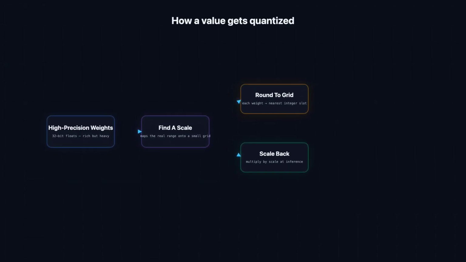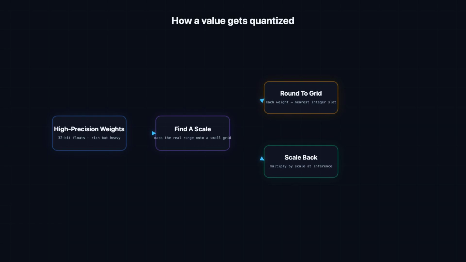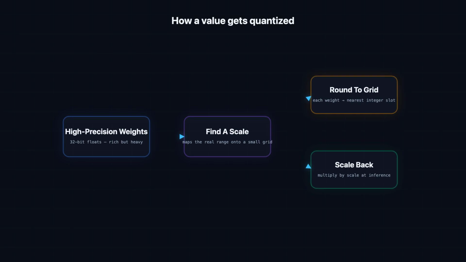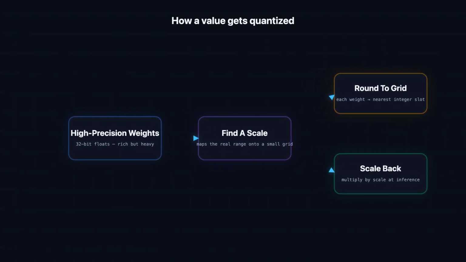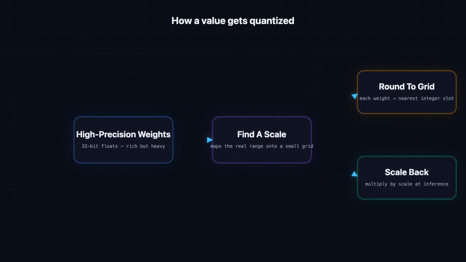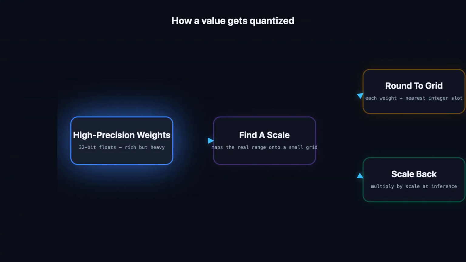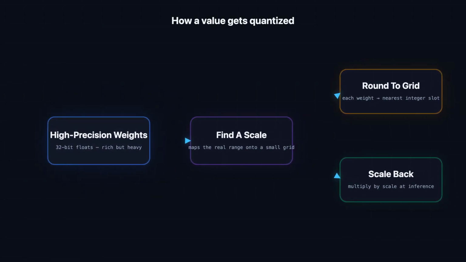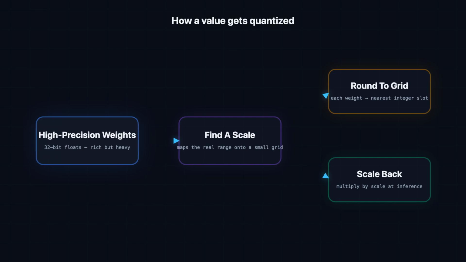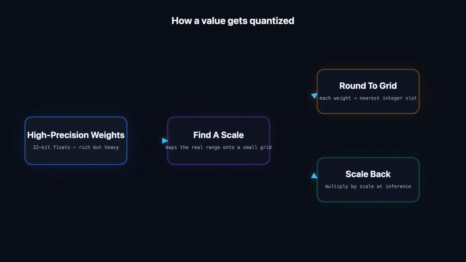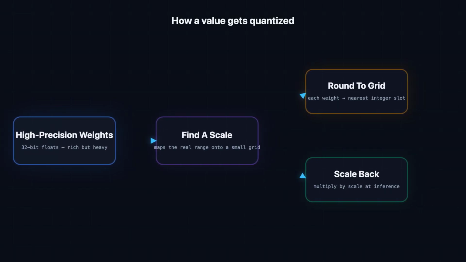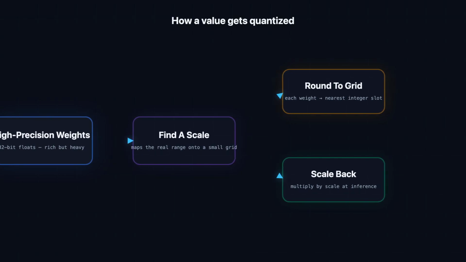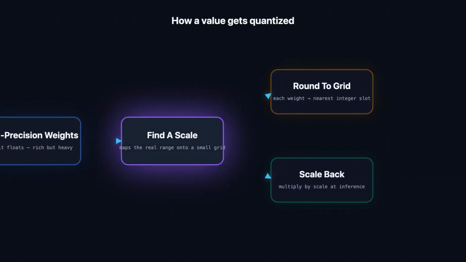Look, at its core, quantization is a mapping problem. We have a wide range of real, high-precision numbers, and we want to squeeze them onto a tiny grid of whole numbers. Follow the 4 steps one at a time. Start with the model's original weights, stored in high precision, usually 32 or 16-bit floating point. Each one is a rich, fine-grained number, and there are billions of them, so together they eat enormous memory and compute. This is what we want to compress.